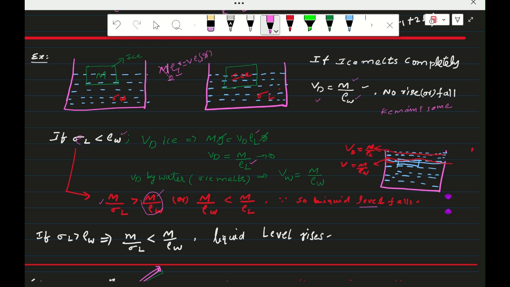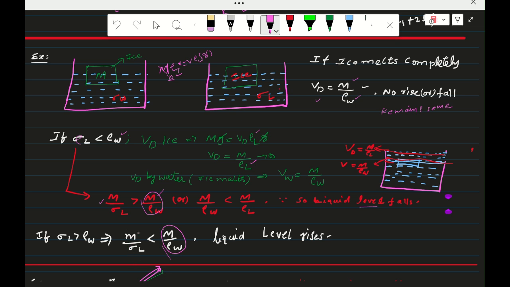Surrounding liquid. I hope you understand this. Now the density of the liquid is more than the water. When ice melts, it occupies a volume of m by rho. M by rho is the volume occupied by the ice after melting. M by rho L is the volume displaced by the liquid when the ice is in the liquid.